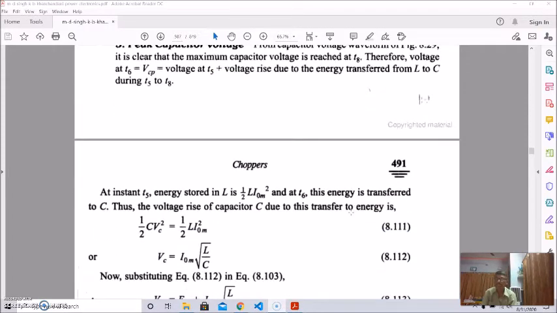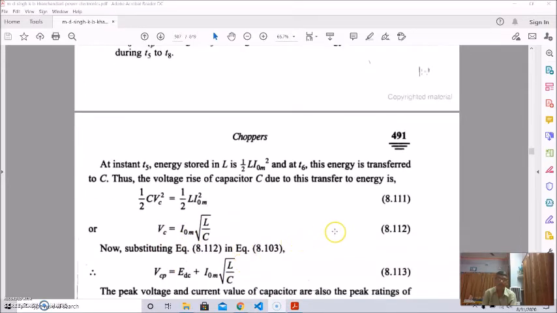So at instant T5, the energy stored in L is half L IOM square. This is the common equation for the energy stored in inductors, and at T6 this energy is transferred to the commutating capacitor C. Thus the voltage rise of the capacitor C due to this transfer of energy is half C VC square, that is half L IOM square. So VC equals IOM root of L by C. Now if we substitute this value into the first equation of VCP, we get VCP equal to EDC plus IOM root of L by C.